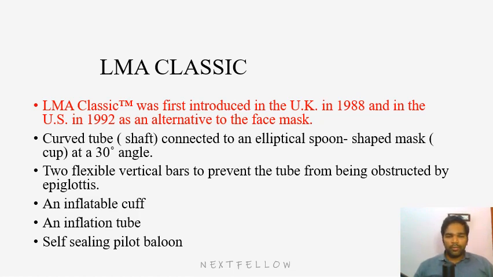So it consists of a curved tube that is called a shaft, which is connected to an elliptical spoon shaped mask at 30-degree angle. So there are two flexible vertical bars to prevent the tube from being obstructed by the epiglottis. So in front of the laryngeal mask airway, that is the cup, we have two vertical bars. And the function of these two vertical bars is it prevents the epiglottis from falling on the opening of the tube. So that it will obstruct, right? So epiglottis should be kept away from the opening. So that is why those two vertical bars are called as epiglottis elevating bars. And it consists of an inflatable cuff, an inflation tube, and a sealing pilot balloon.